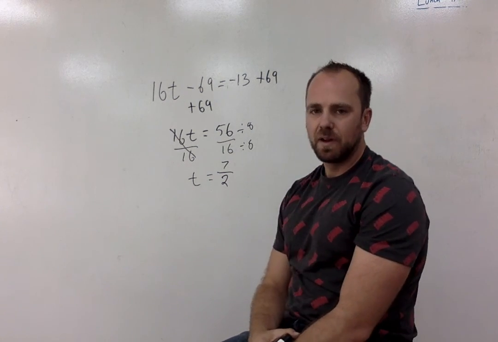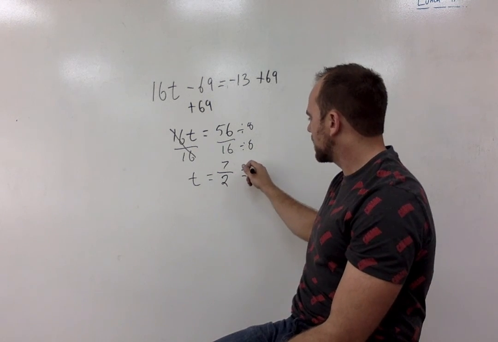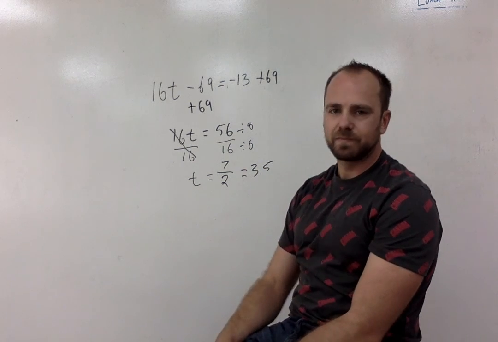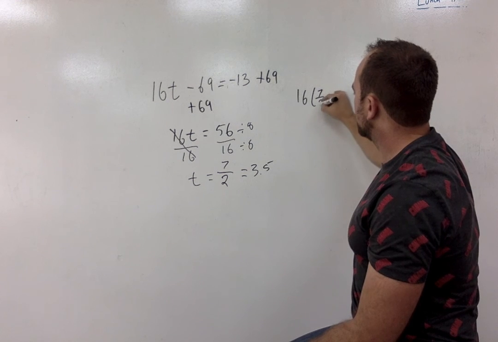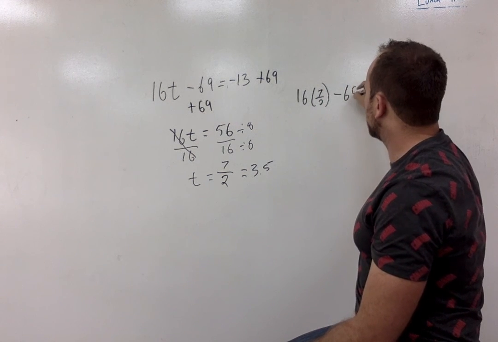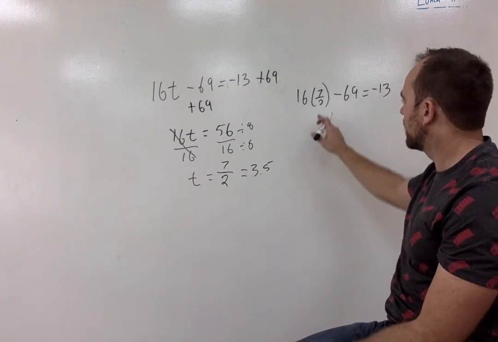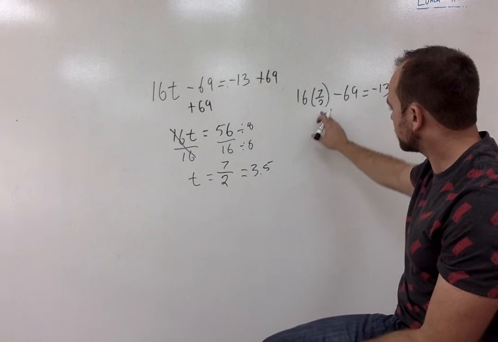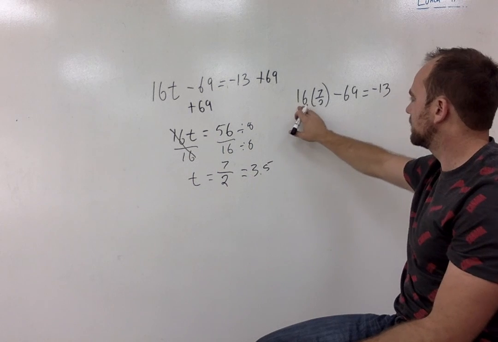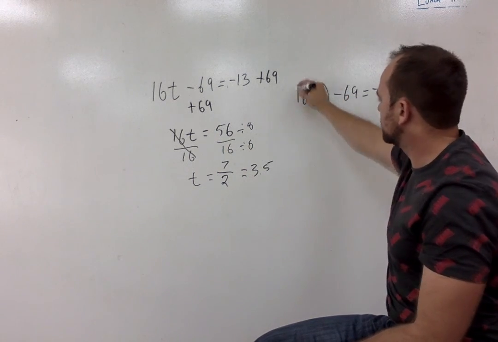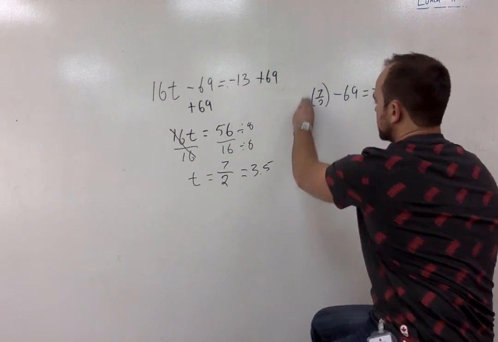So what happened here? Now I'm basically saying that my answer is 7 over 2, which is also the same as 3.5. Well, let's try to solve this. If I have 16 times 7 over 2 minus 69, it is going to equal negative 13. Now, let's try to simplify this. Can I say that 16 divided by 2 is 8? So I'm going to divide this by 2 before I multiply it by 7. So now I'm going to change this one. It's going to go 8.